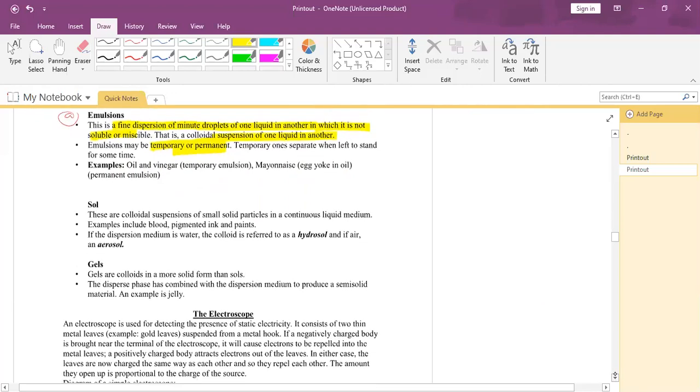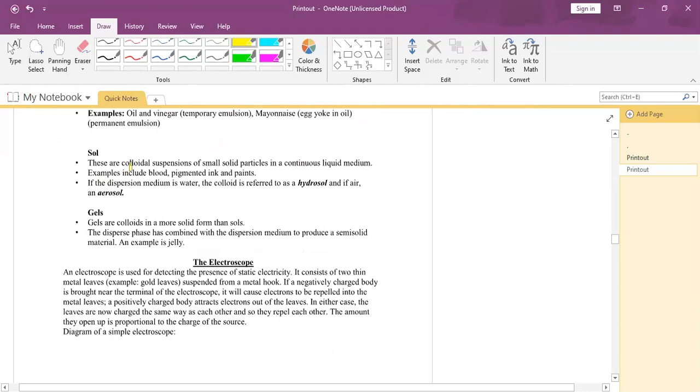Then the other one is a sol. What is a sol? These are colloidal suspensions of small solid particles in a continuous liquid medium, right? So here we are talking about solid particles in a liquid medium. The first one, the emulsion, is liquid in liquid. That's the distinction. Here, small solid particles in a liquid medium. So for example, think of blood. Blood is an example of a sol. You have a liquid, and you have solid particles in the blood.